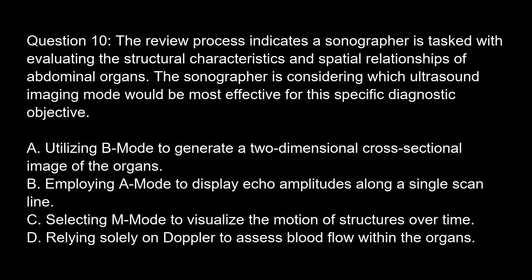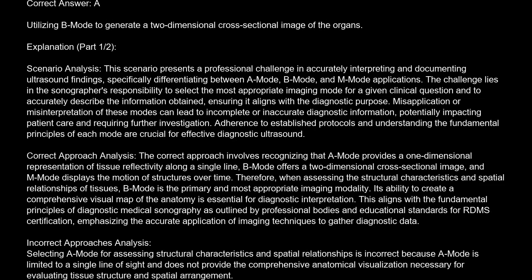Option B. Employing A mode to display echo amplitudes along a single scan line. Option C. Selecting M mode to visualize the motion of structures over time. Option D. Relying solely on Doppler to assess blood flow within the organs. The correct answer is A. Utilizing B mode to generate a two-dimensional cross-sectional image of the organs.